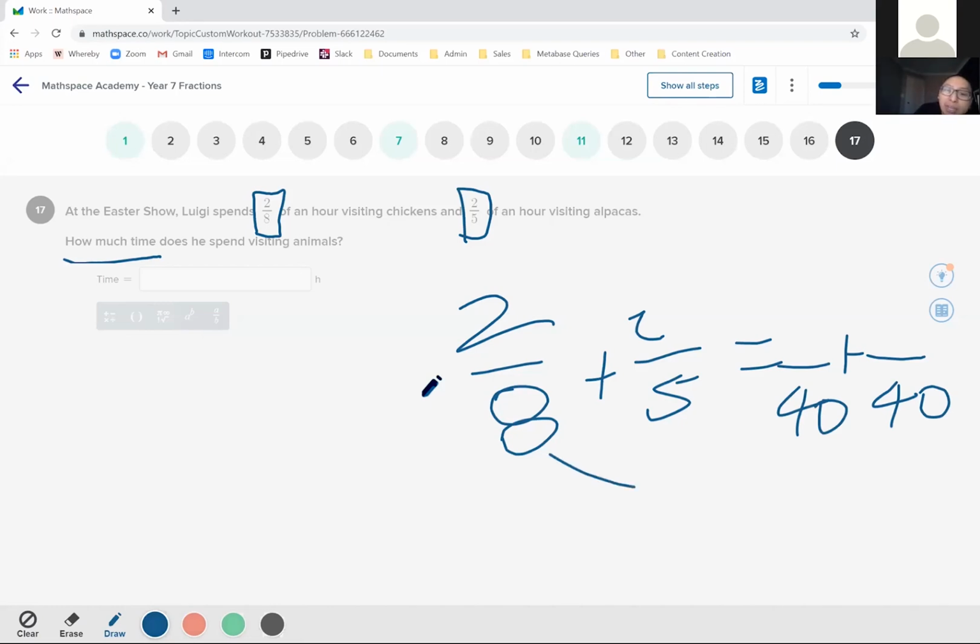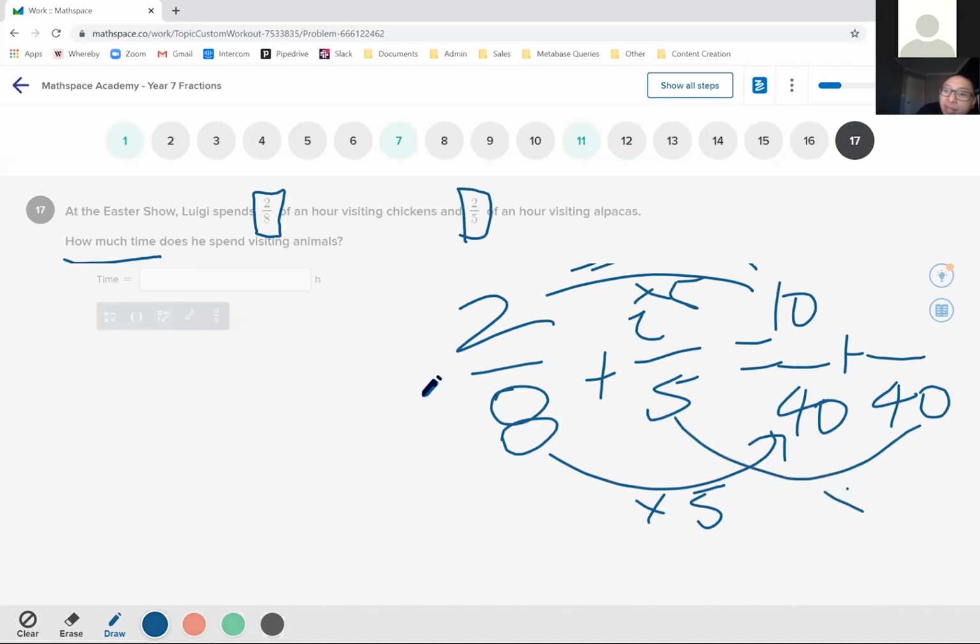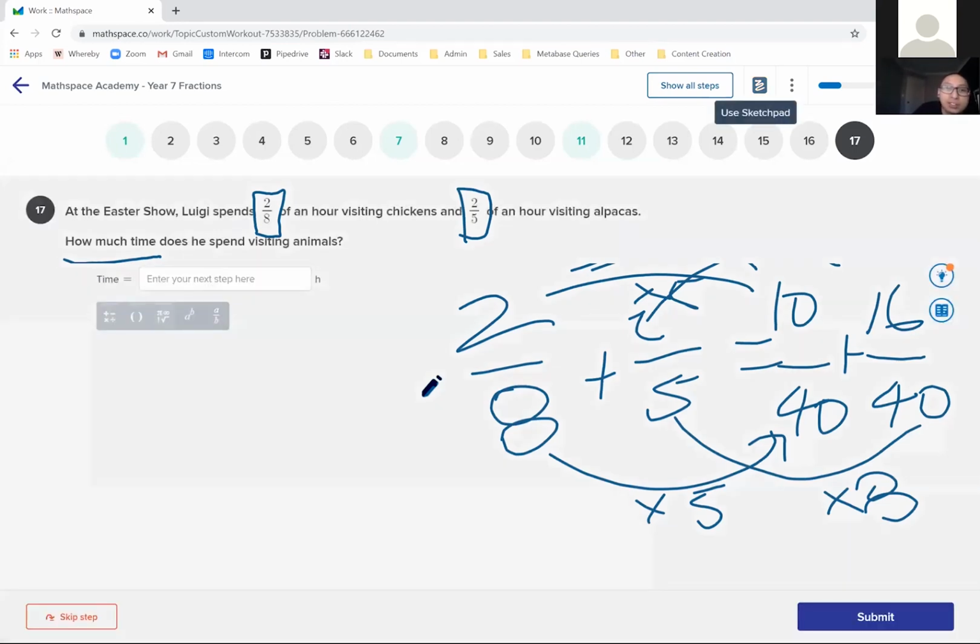How do I go from 8 to 40 to change that into an equivalent fraction? Well, I'm multiplying by 5. So I go 2 times 5 is 10, right? Then for the other fraction, I've got to go 5 times something gives me 40, and that's 8. So 2 times 8 is 16, right? So now that my fractions are both in 40ths, I can add the numbers at the top straight away. And so 10 and 16 is 26 out of 40.